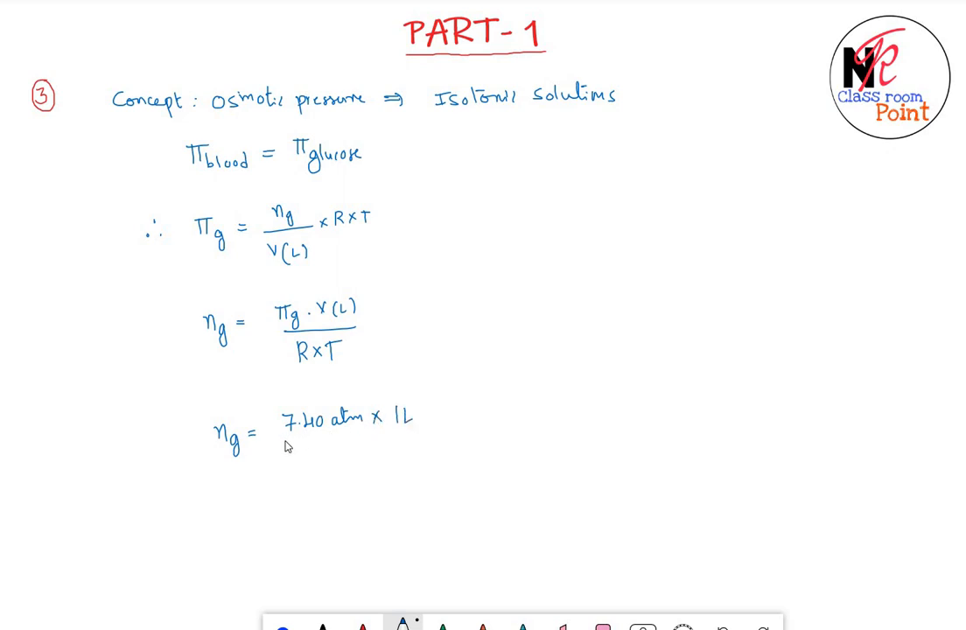Now since liter atmospheres are there, the R value we should take is in liter atmospheres only, that is 0.0821 liter atmosphere per Kelvin per mole, into the temperature, that is 300 kelvins. By solving all these, we get the number of moles of glucose as 0.3 mole. Hence option A is correct.